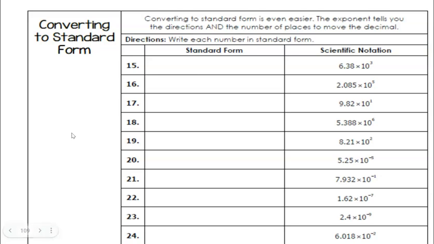Now let's work backwards. So I'm going to give it to you in scientific notation, and I'm going to see if you can put it in standard form. Okay, so here we have a positive exponent, which means that we are going to move our decimal to the right. So we are going to have 6,380. Okay, here we're going to move our decimal 5 places, but we only have 3 spots. So what do we do there? If you said add more zeros, you are correct. So it's going to be 208,500.